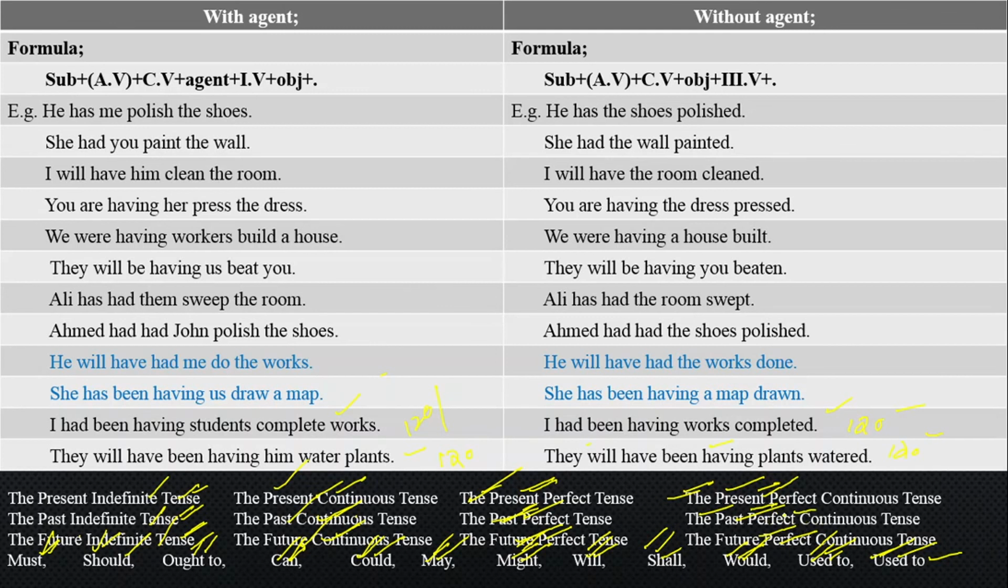They will have been having plants watered since morning, they will not have been having plants watered since morning. Will they have been having plants watered since morning? Will they not have been having plants watered since morning? Won't they have been having plants watered since morning?